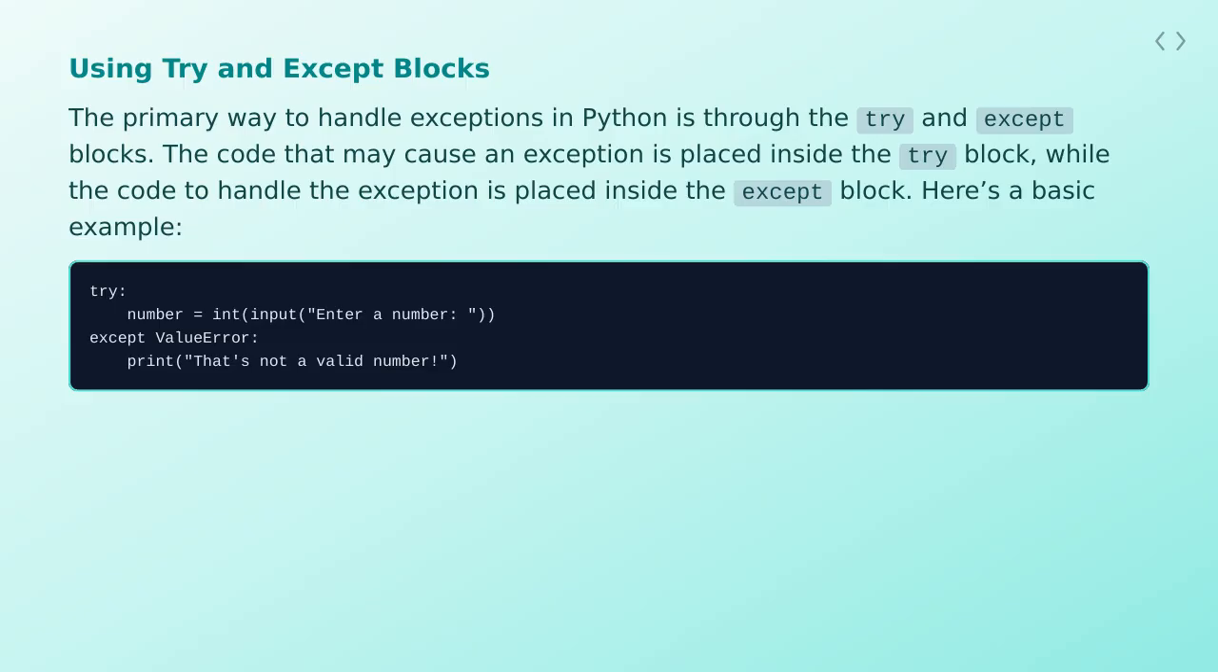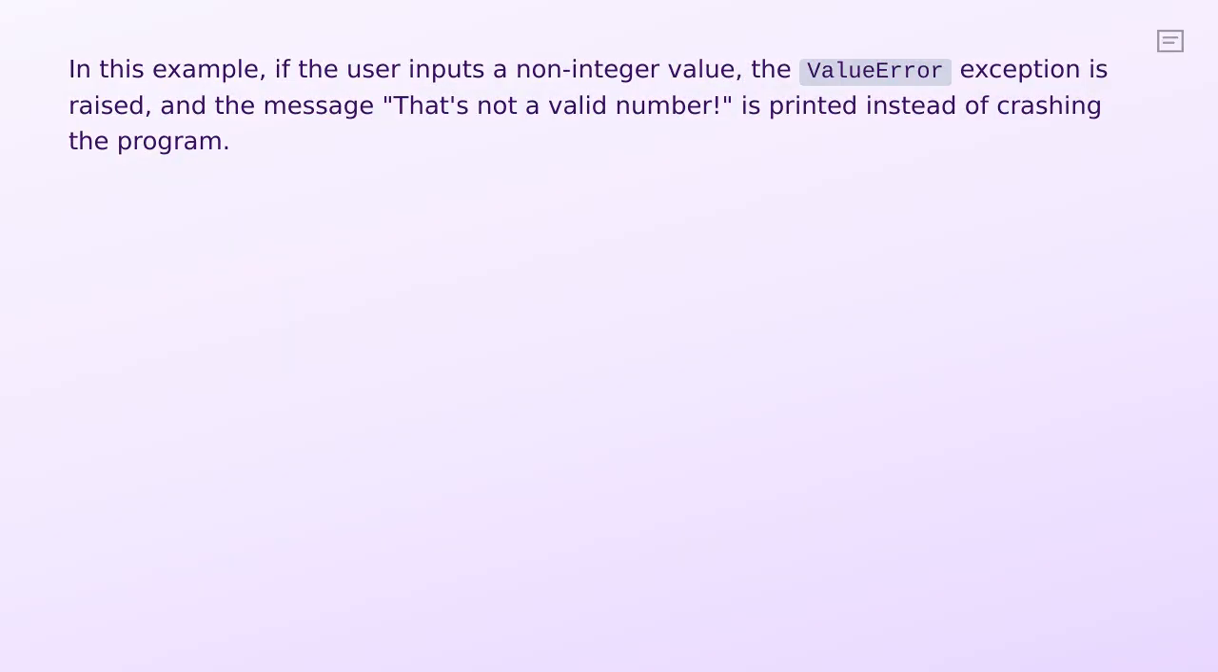Here's a basic example. I'll let you read the examples on screen rather than reading every line aloud. In this example, if the user inputs a non-integer value, the ValueError exception is raised, and the message "that's not a valid number" is printed instead of crashing the program.